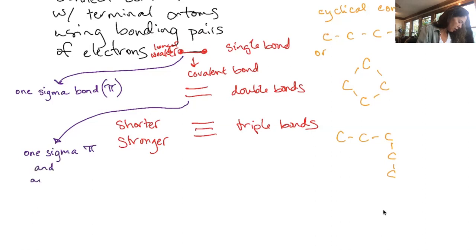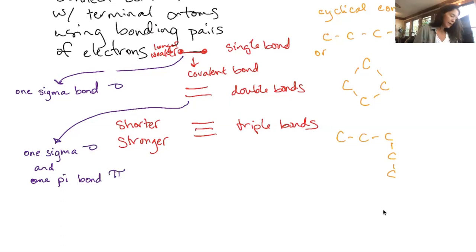And one pi bond. Oh, that's a sigma and that's a pi. I messed up. I probably shouldn't have taken this tangent. I apologize, y'all, but I don't want to restart this video. Sigma is like that. And pi is like that.